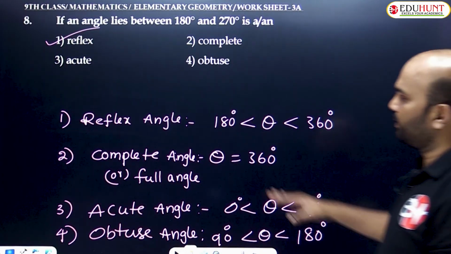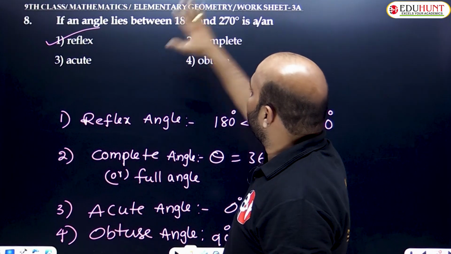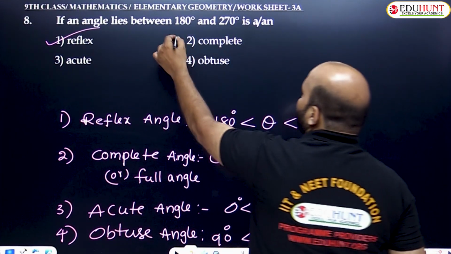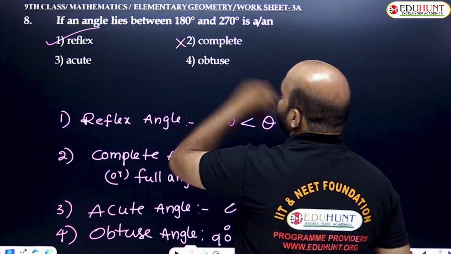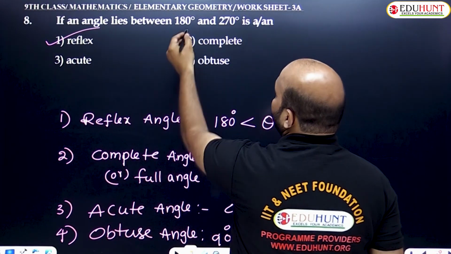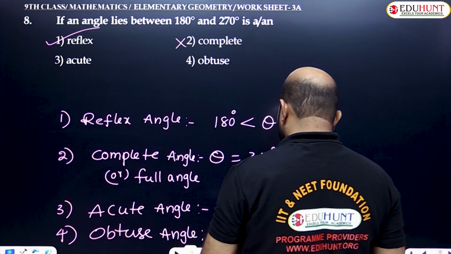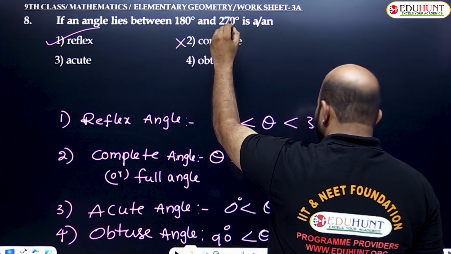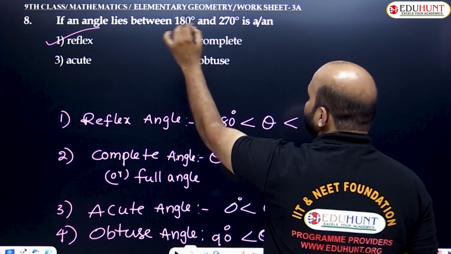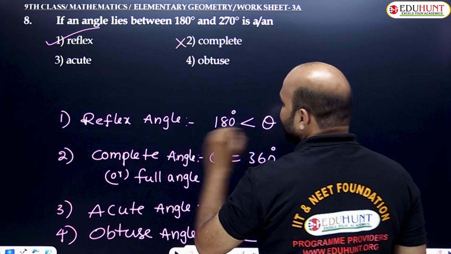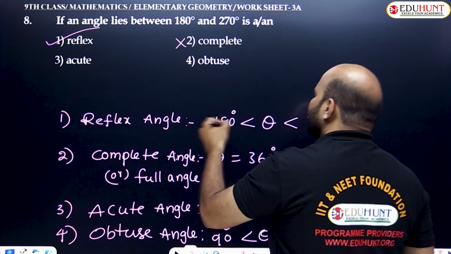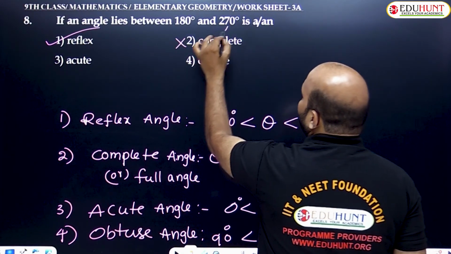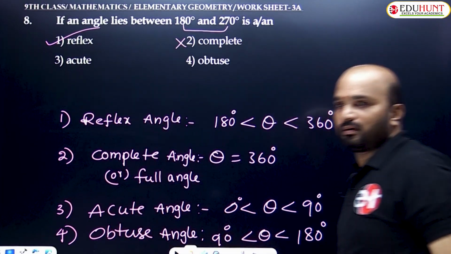According to the given options, am I clear? If an angle lies between 180 and 270, we need to identify it clearly. The second option should be eliminated because it is a full angle, 360, which is not given. Acute means less than 90, it is not there. Obtuse means more than 90 and less than 180, but less than 180 is not possible because an angle lying between 180 and 270 should be a reflex angle, since a reflex angle is more than 180 and less than 360. Option 1 is the right answer.